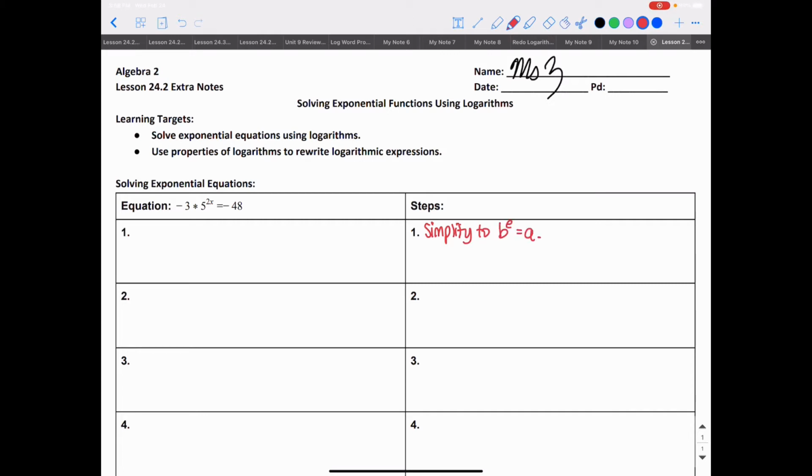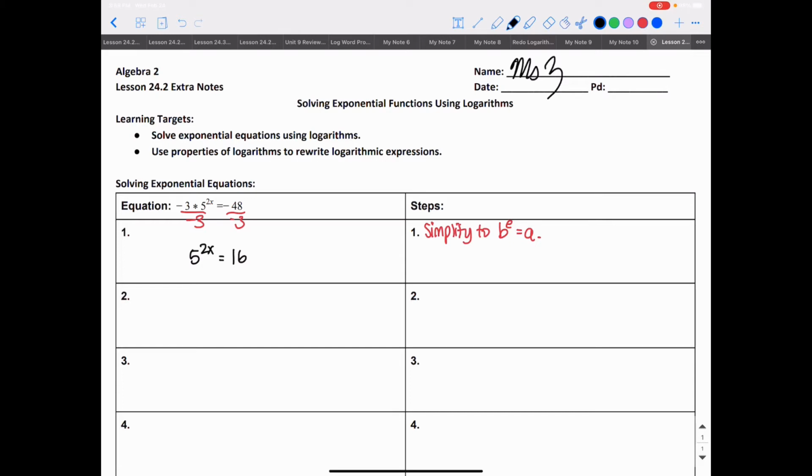Right now I have an extra -3 in front, so that -3 is being multiplied. I want to divide by -3 on the left to get rid of it, to undo it, to get that 5 to the 2x by itself on the left-hand side. And if I do that on the left, I have to do that on the right. So that's my first step, and I'm going to end up with 5 to the 2x power on the left and 16 on the right. So I've simplified to some base raised to an exponent is equal to an answer.